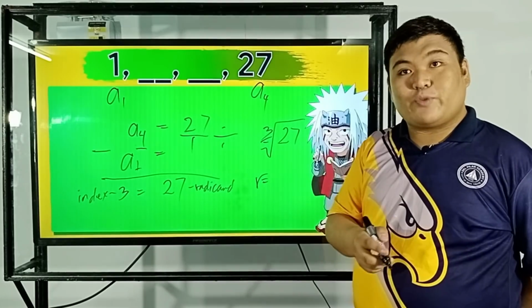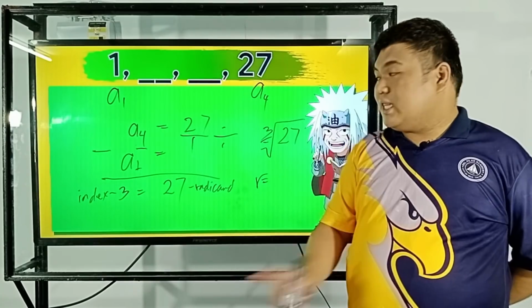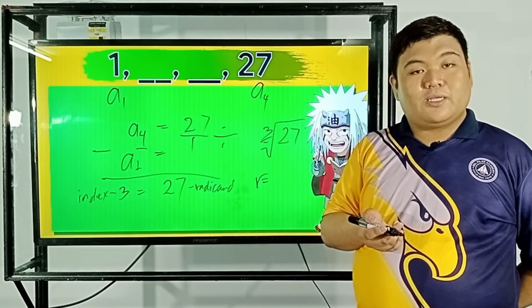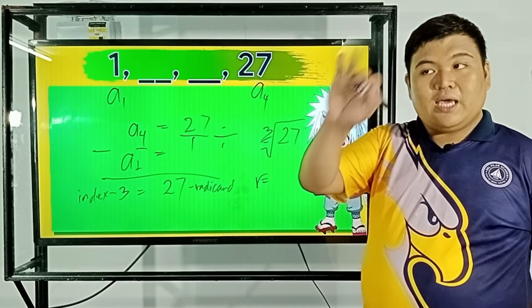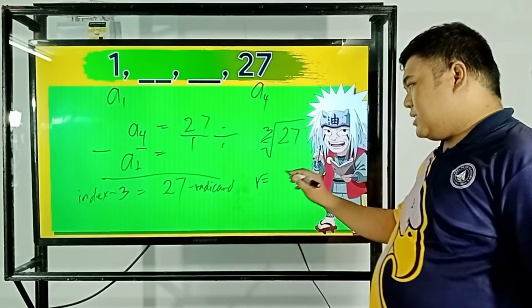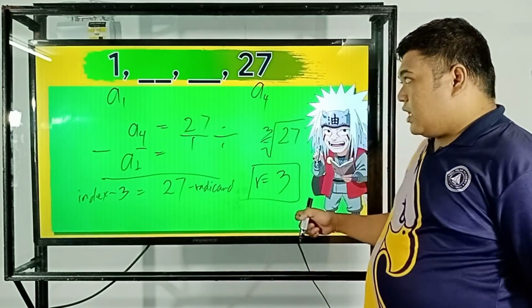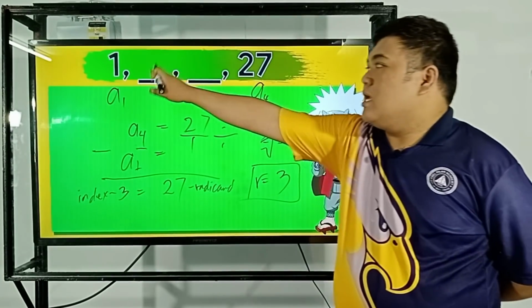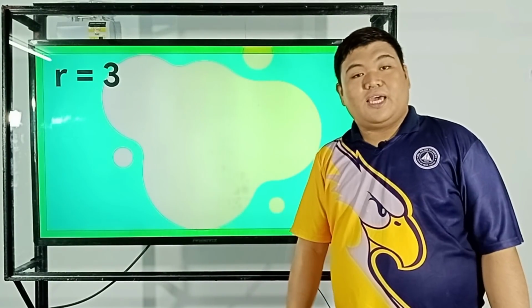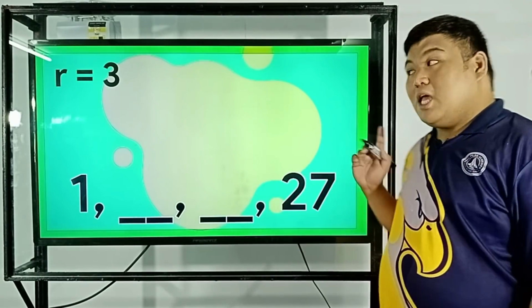And the cube root of 27, or ano yung number na kapag minultiply mo sa sarili niya ng 3 beses, ang sagot ay 27. Ano yung number na yon? That is 3. Kasi 3 times 3 is 9. 9 times 3 is 27. So the answer, the common ratio is 3. So yung common ratio na yan ang gagamitin natin to get the two missing terms. We now have the common ratio na 3. And again, hahanapin natin yung two missing terms between 1 and 27.